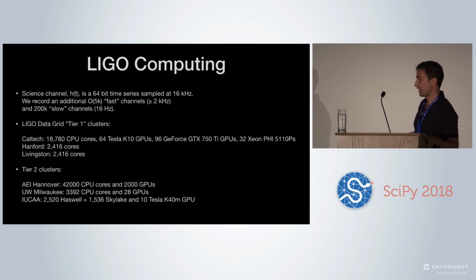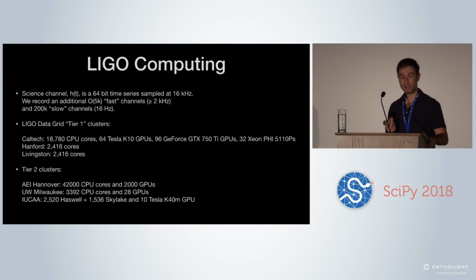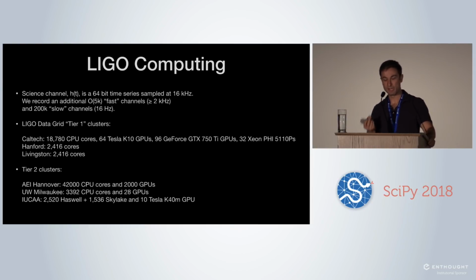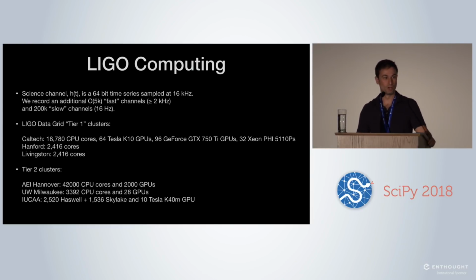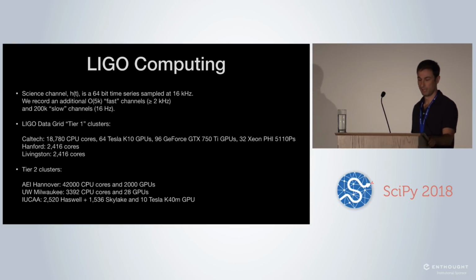We have our science channel, which is h(t), the strain that we're measuring in each detector. So that's a 64-bit double precision floating point time series sampled at 16 kilohertz. You collect that for a year. It's like 4 terabytes of data, no big deal. You could fit it in one or two SSDs in a briefcase.